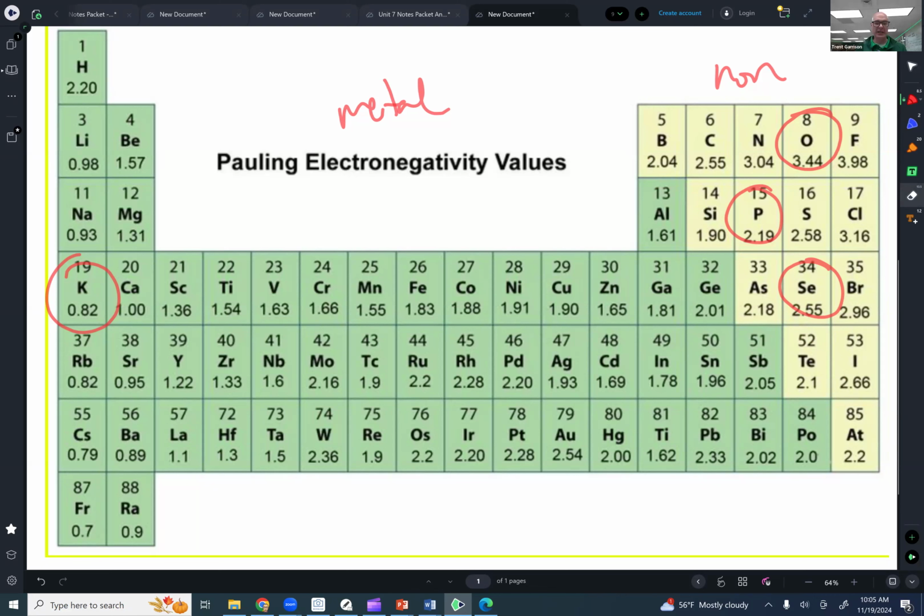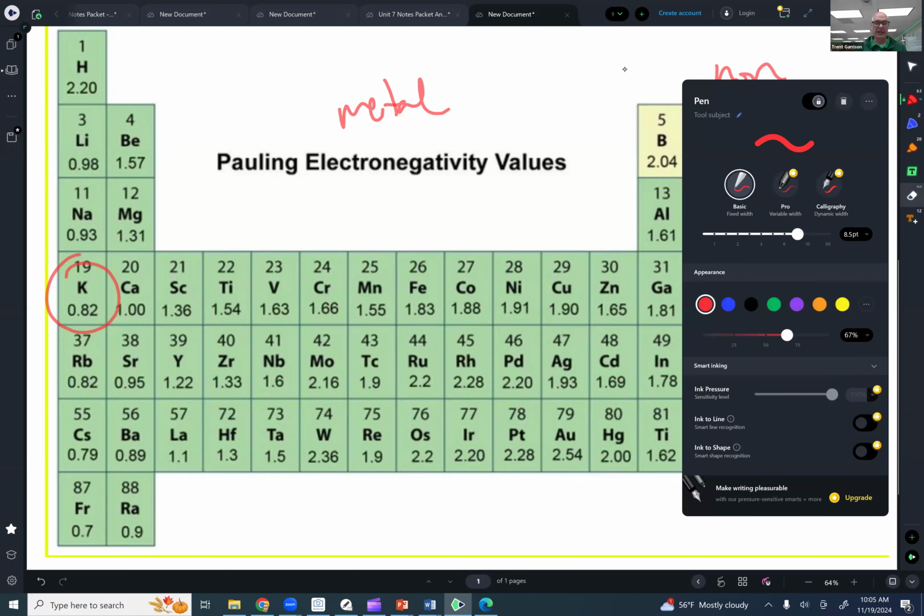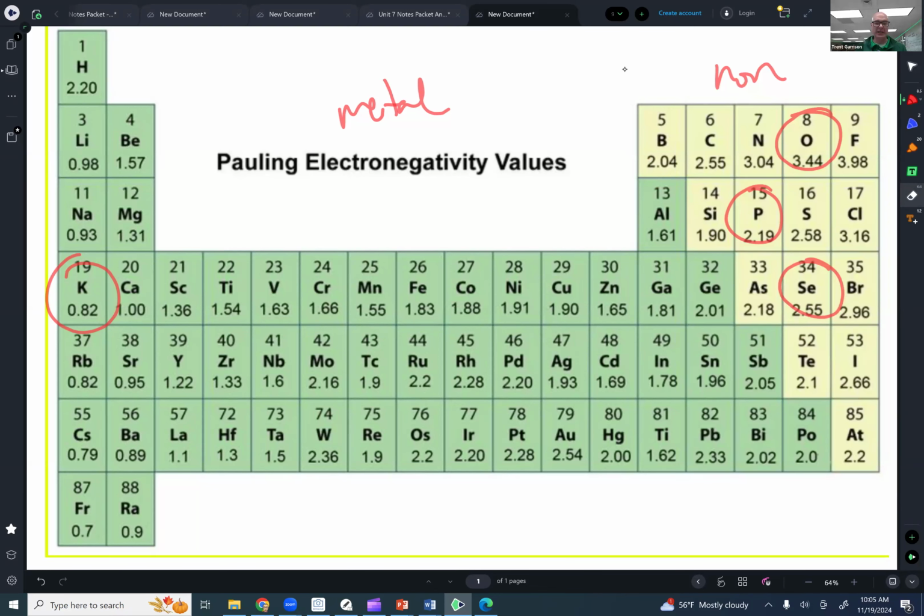Okay, so let's do the math. K and O, I've got K being 0.82 and O being 3.44. So 3.44 minus 0.82. Subtract. And what you get is 2.62.